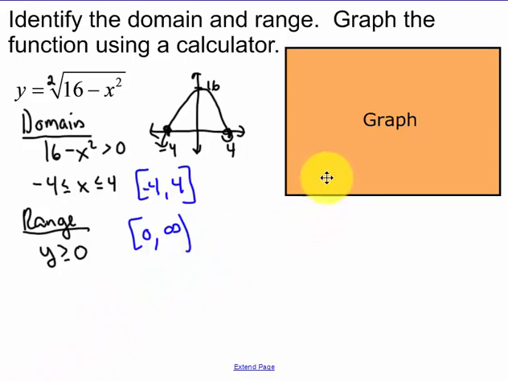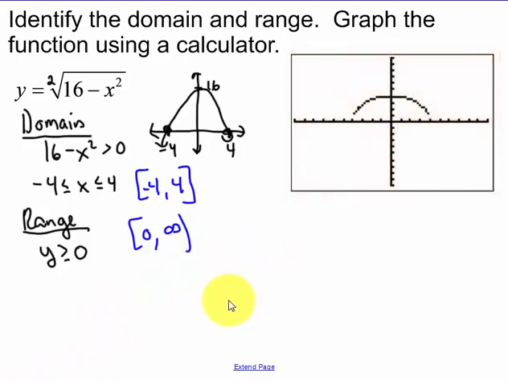And then the graph, you're graphing that in your calculator. That's what your graph looks like. Now it's a little deceiving because down here, your graph doesn't touch at 4 because of the amount of pixels. So your graph actually looks like this, and it's actually a half circle.